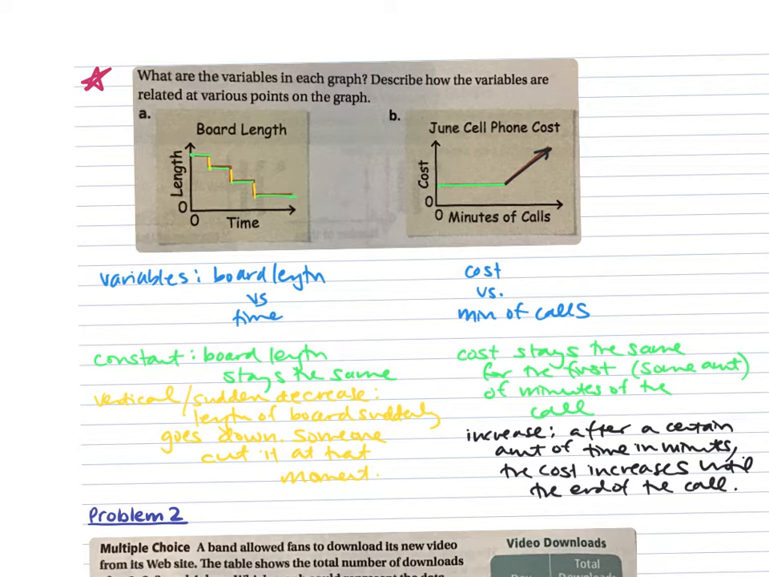So that's what this graph is telling us is going on with the length of the board. This one is June's cell phone cost. So in June, the cost is here. This is minutes of calls. So here we have a constant. So the cost is going to stay the same.